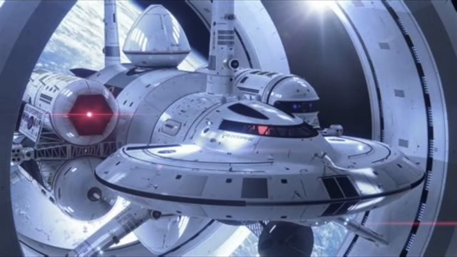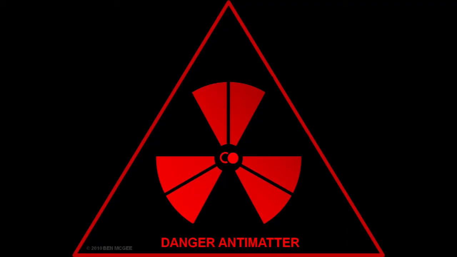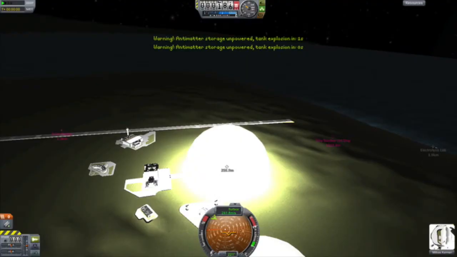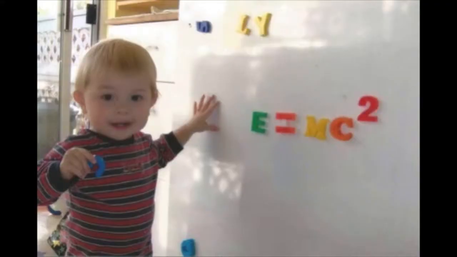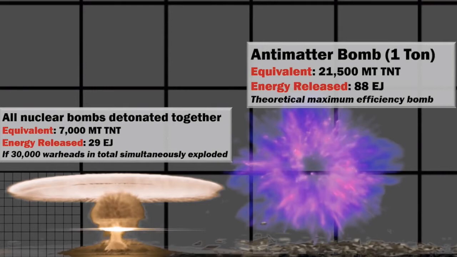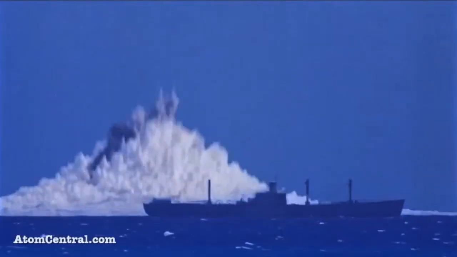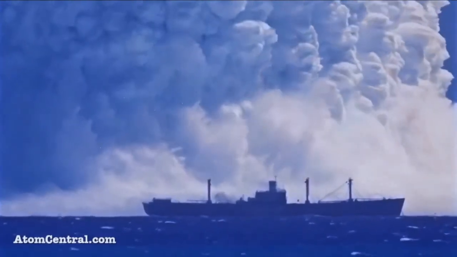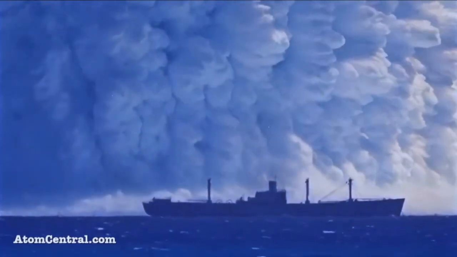Probably one of the most interesting properties of antimatter is what it does when it comes in contact with normal matter. When antimatter comes in contact with an equal amount of normal matter, both are instantly annihilated and release energy in a manner consistent with E equals mc squared. For example, 1 ton of antimatter coming into contact with 1 ton of regular matter would release approximately 3 times as much energy as if the entire American nuclear arsenal at its height in 1966, which was comprised of 30,000 nuclear weapons, was detonated all at once.